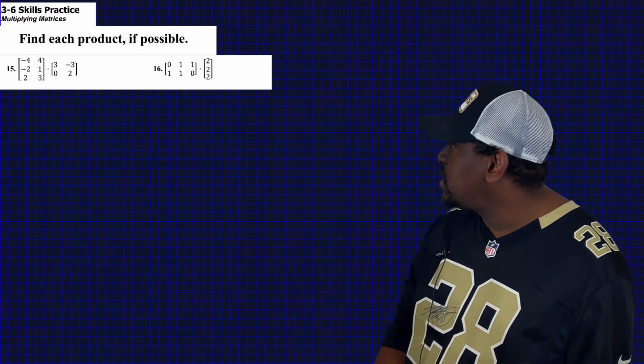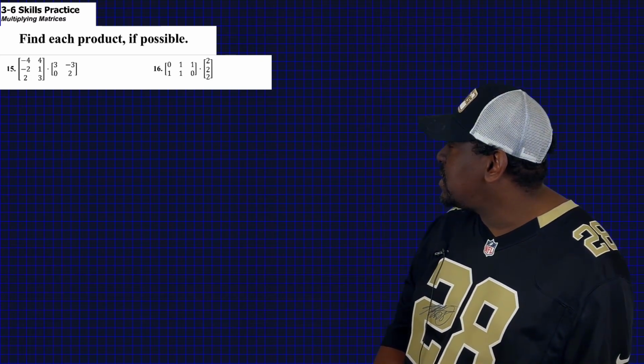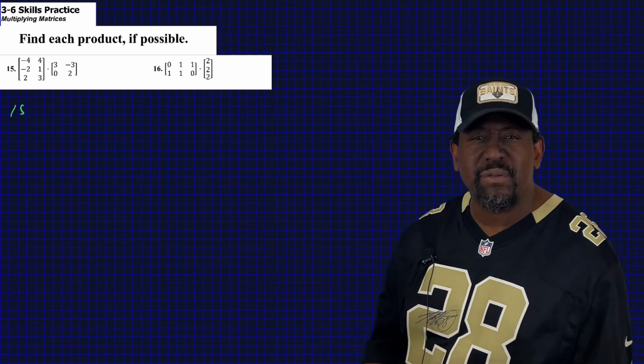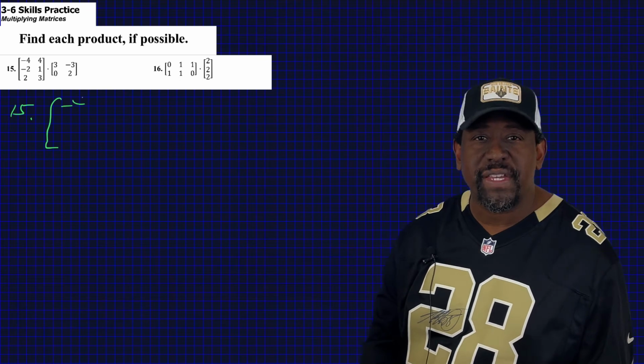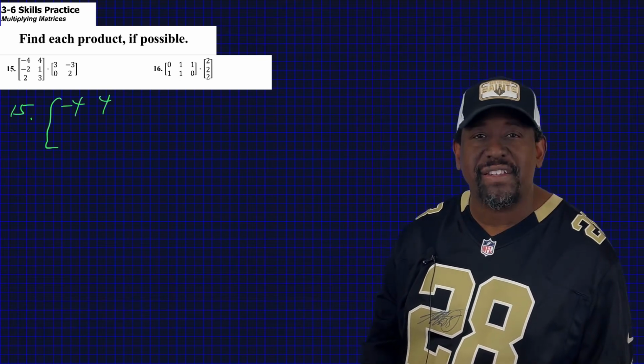So we'll see here. I think we should do number 15. That one looks a bit challenging. Oh yeah, so that's what the NOLA Mathman decided too. We think alike, great minds think alike.